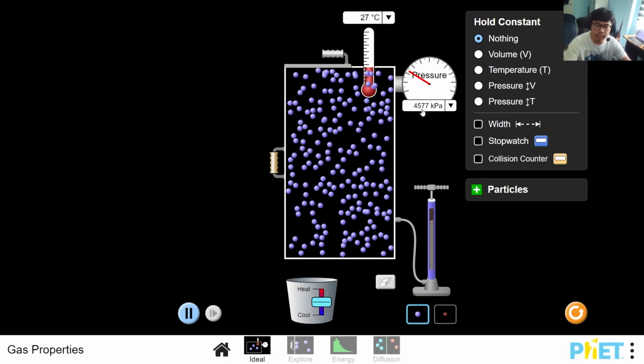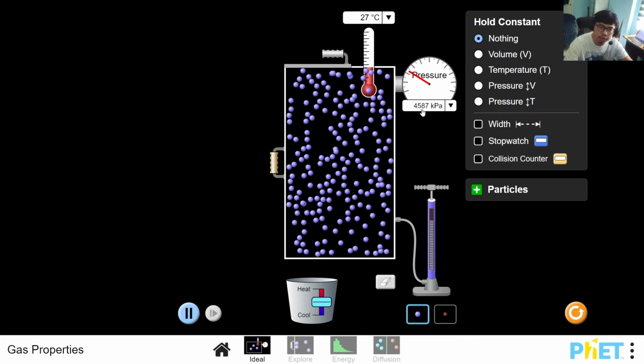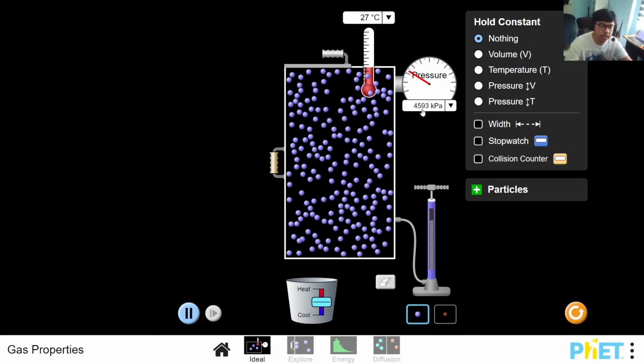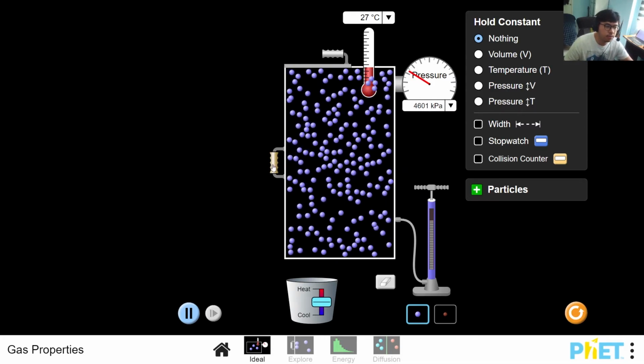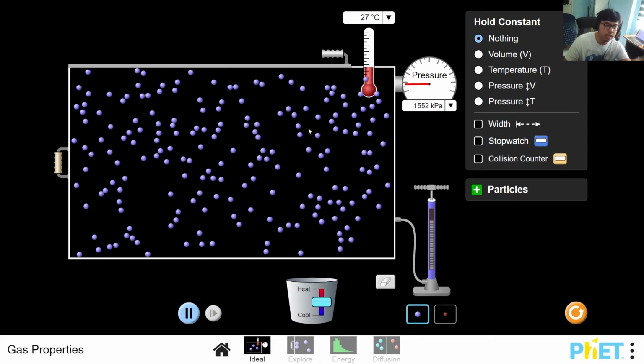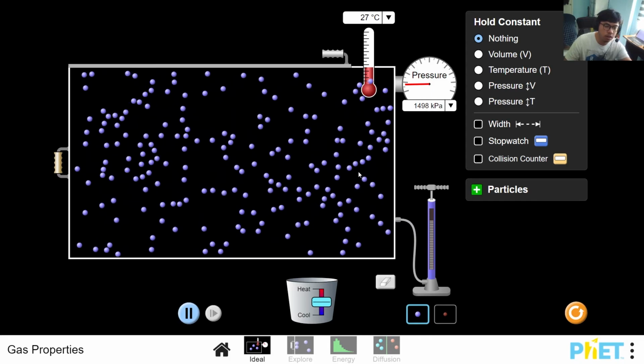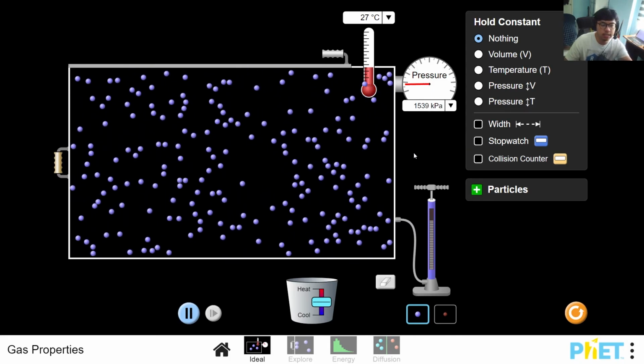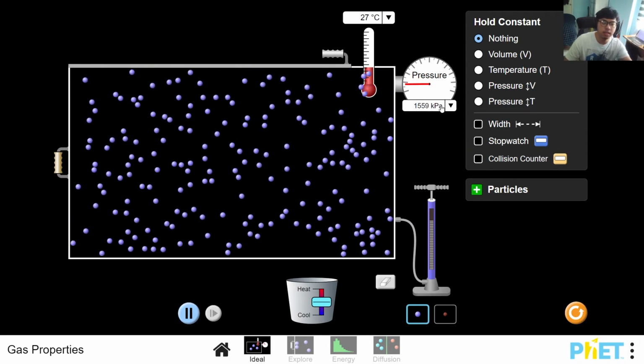So if you have a smaller container, a smaller space, a smaller volume, the pressure will increase. What if you go the opposite way? Let's increase the volume this time, and look at the pressure gauge there. If I increase the volume, increase the space, or increase the size of the container, the pressure goes down.